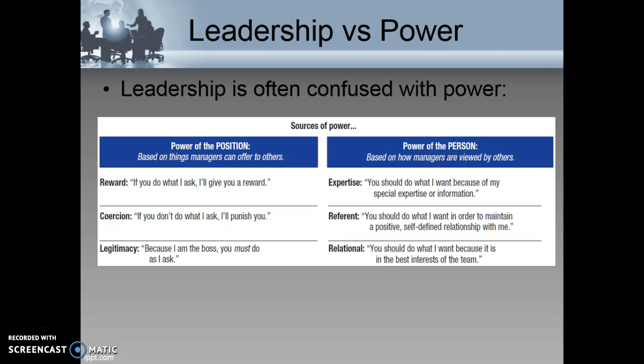The second one is referent power. In this case, people are going to follow you and do as you say because they admire you and respect you as a person. They want to maintain a positive relationship with you because they respect you so much, and therefore they will do what you ask. And thirdly, we have the relational base. This is the idea that you are viewed as one of the team. People will be motivated and work with you because they want to work well on a team, help reach the collective goal, and do what's for the collective good of everybody, and you are part of that same collective goal.